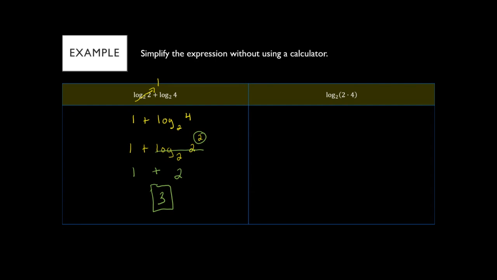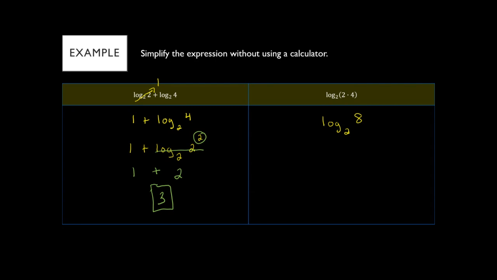The example on the right, I've got log base 2 of 2 times 4. We don't have any rule about if you have things multiplied inside there, but I can multiply 2 times 4 and get 8. So we've got log base 2 of 8 when you actually do that multiplication.